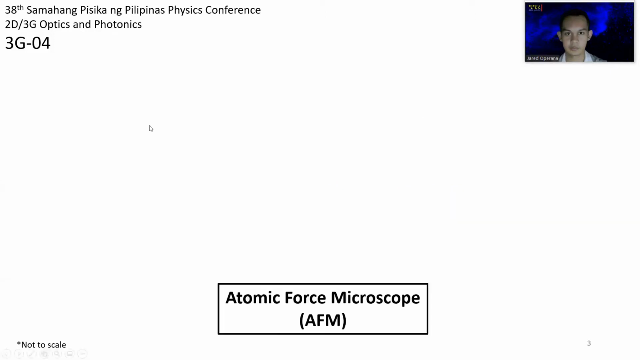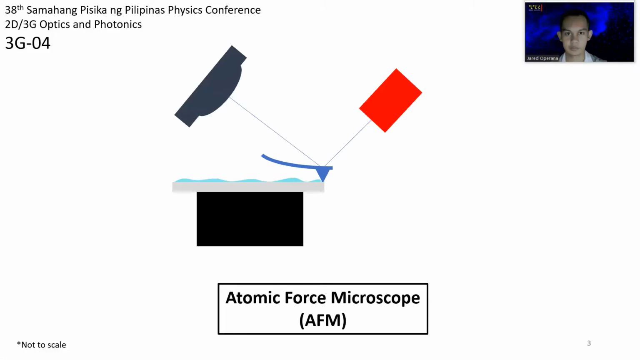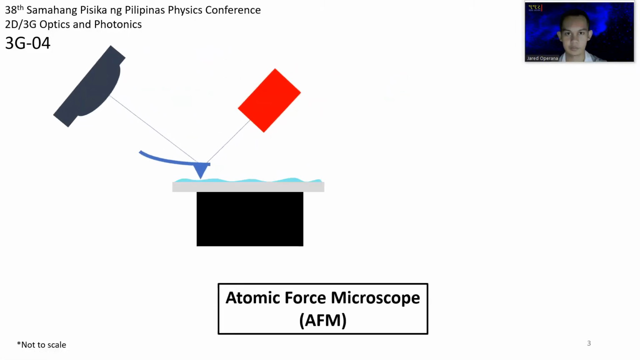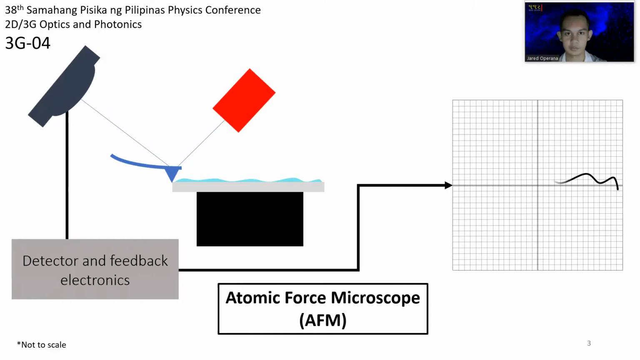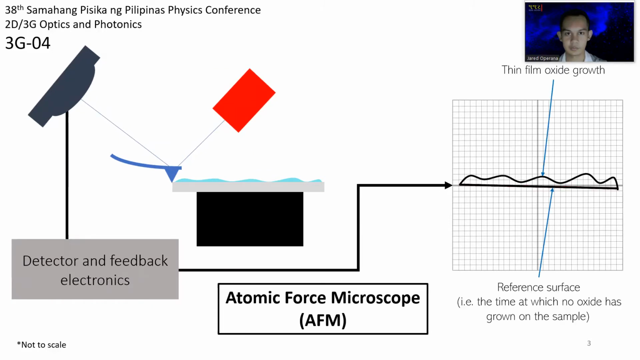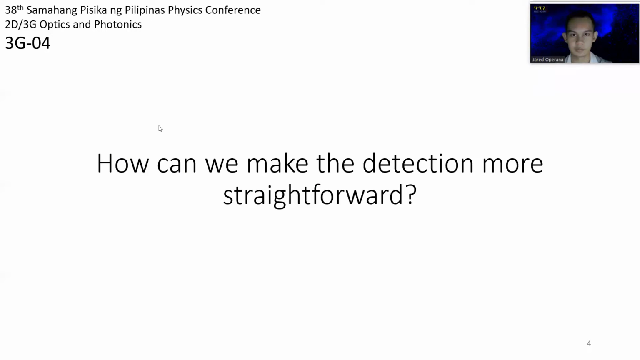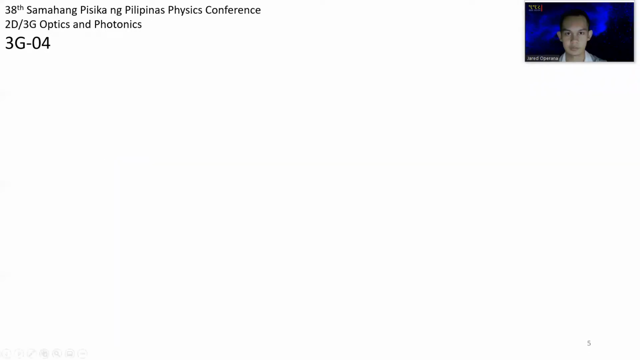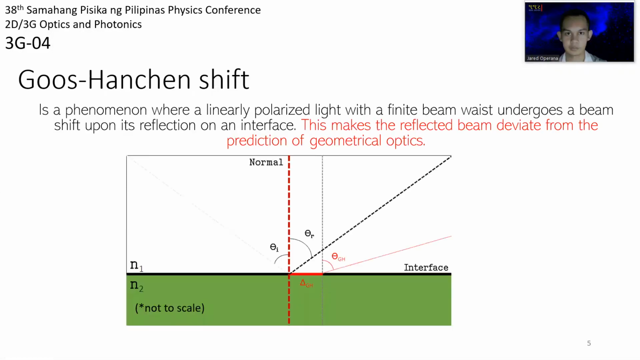Using an atomic force microscope is one way of gauging the oxide thickness in the substrate. The downside to this is the need for the substrate to be analyzed before the formation of oxides, which can increase the tediousness of the detection. So how can we make the detection more straightforward? Here is where the paper attempts to employ the concept of Goos-Hanchen shift as the method for detecting the oxide.